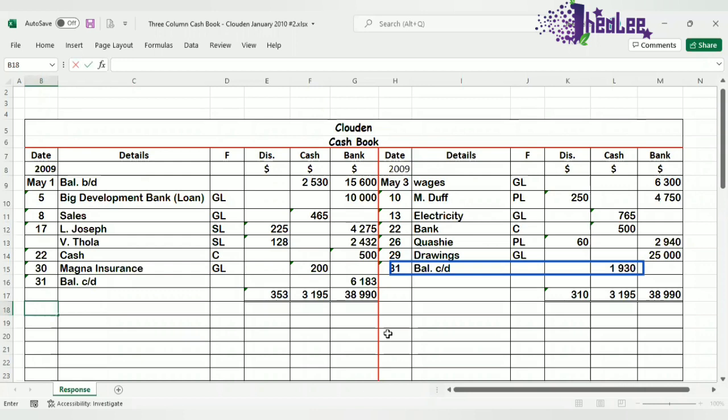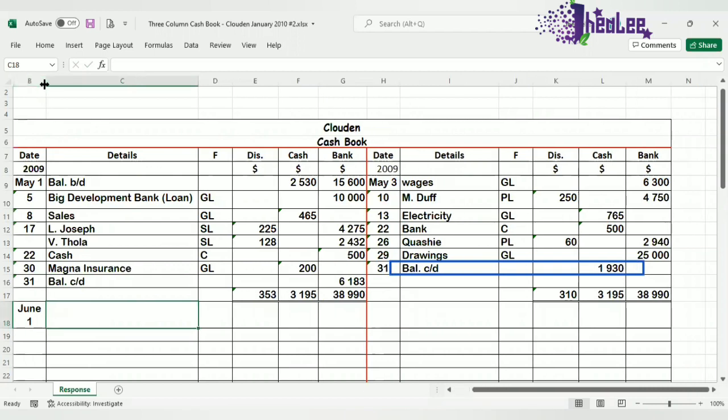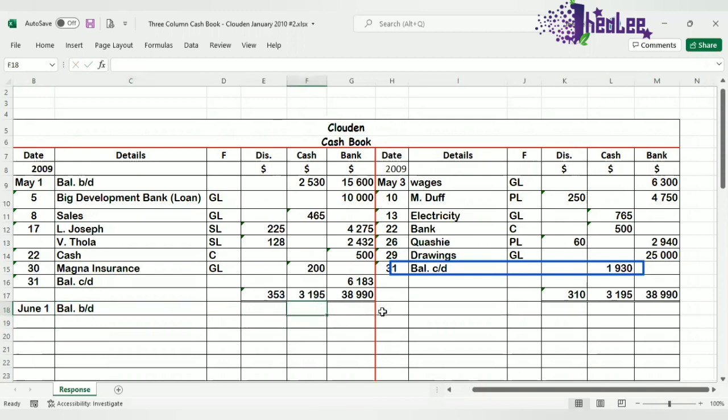So let's make the entry of our balance brought down in cash. The date is June 1st, which is the beginning of the next period. Our details is balance brought down, and we're recording the balance BD for cash. So in the cash column, that value is 1,930. It must carry the same value as your CD. Now that we have completed the cash, we are now going to do the bank.